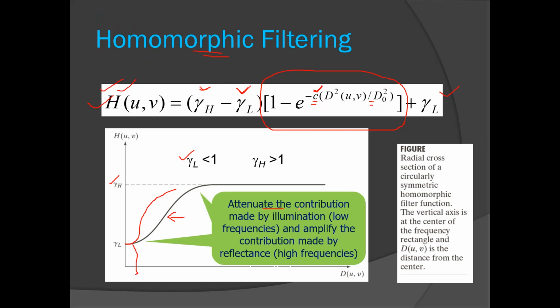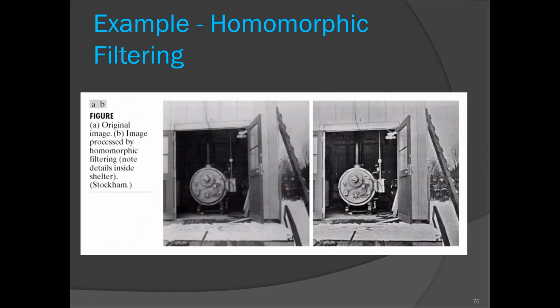So it attenuates the contribution made by the illumination, that means low frequency, and it amplifies the contribution made by the reflectance, that means high frequency. We are using a variant of Gaussian high pass filtering, right? High pass filter means what? It attenuates the low frequencies and it allows the high frequencies. So we are amplifying the high frequencies, and this is the result obtained using homomorphic filtering.